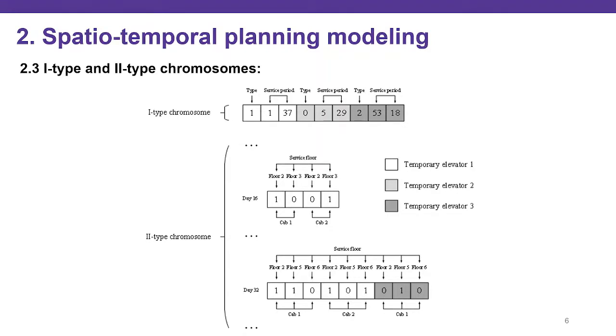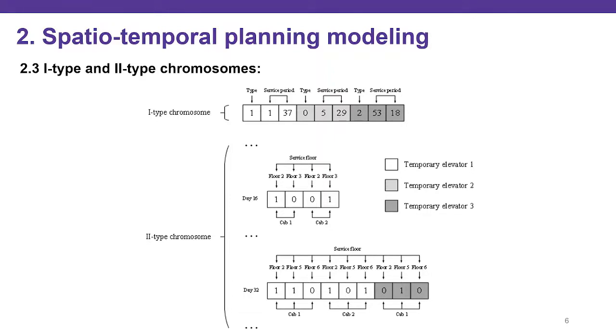If the number is 0, like in the case of temporary elevator 2 in the figure, it means that there is no temporary elevator. And the service period in the 1-type chromosome is ignored, although it is displayed. Meanwhile, the service floors on each day in the 2-type chromosome are excluded.